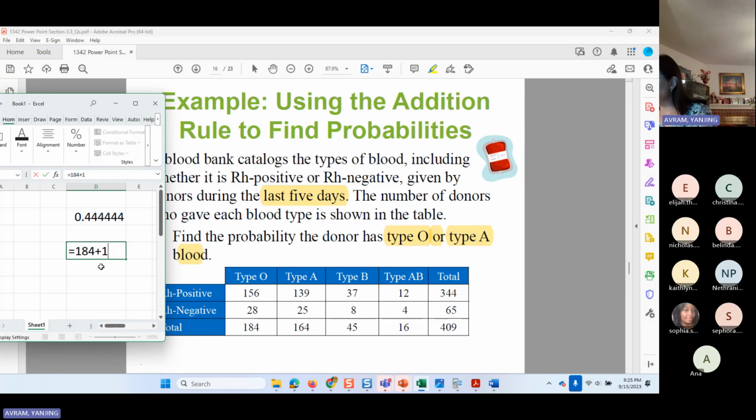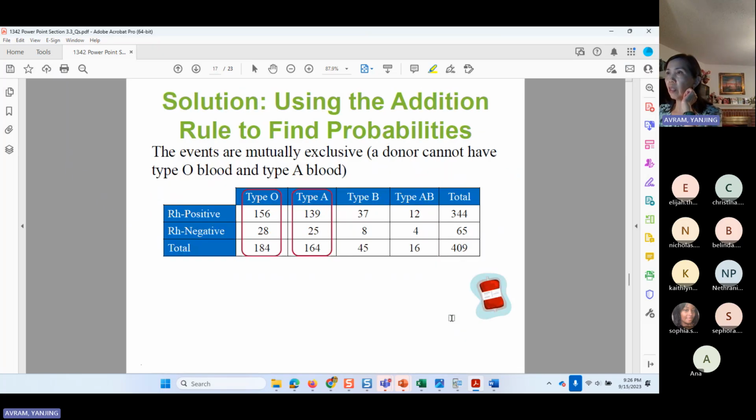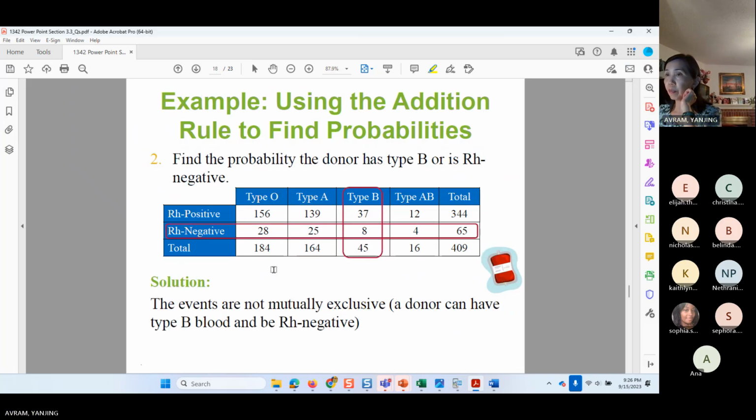So type O or type A, you have 184 plus 164, right? So that's 348. And then the 348 divided by the total, which is 409. Okay, the total here is 409. All right, so that gives you 0.85, or about 85% of the people have either type O or type A blood, because that is mutually exclusive. So you add them together.